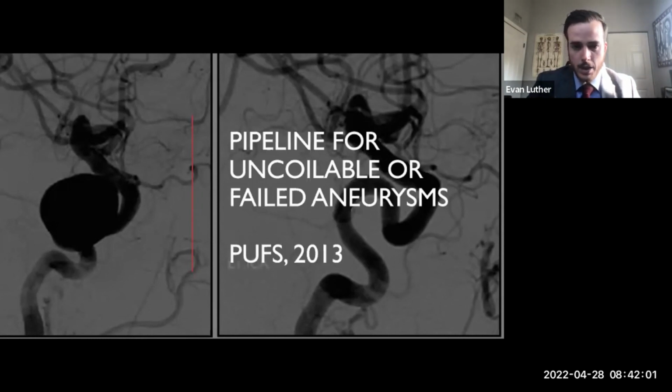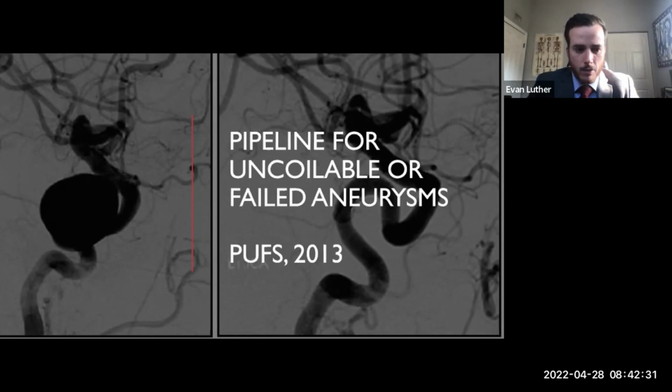benefit to these patients. So the PUFS trial, the Pipeline for Uncoilable or Failed Aneurysms, had 108 patients with unruptured but large or giant wide-necked aneurysms that had also potentially failed other treatments. The mean aneurysm size was about 18 millimeters, and 20% of these patients, so 22 of the aneurysms, were considered giant, meaning greater than 2.5 centimeters.